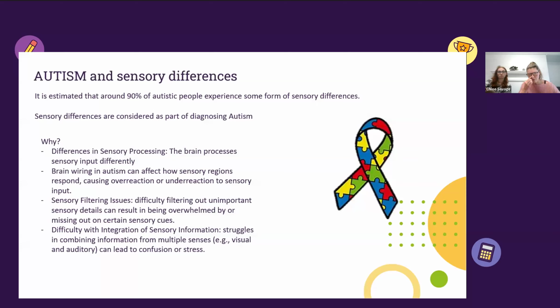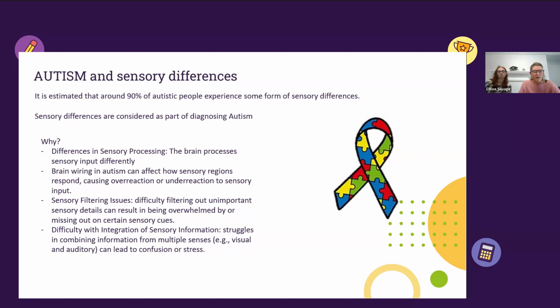Just quickly, I wanted to touch on sensory differences and how they're linked to autism. I think a lot of us agree that we think of autism when we think of sensory differences. And that makes complete sense, because I did some research and looked at different literature and reviews, and it showed that about 90% of autistic people experience some form of sensory differences. That makes complete sense, because sensory differences are actually part of the diagnostic criteria for autism. But it's worth us thinking about why.